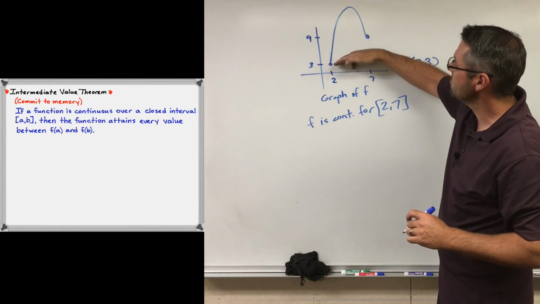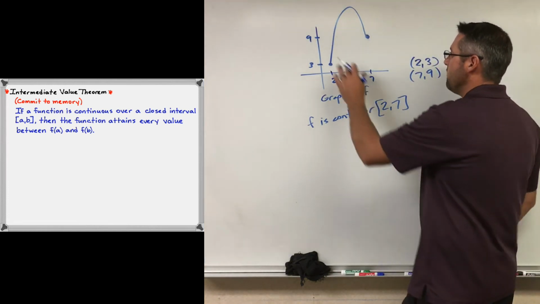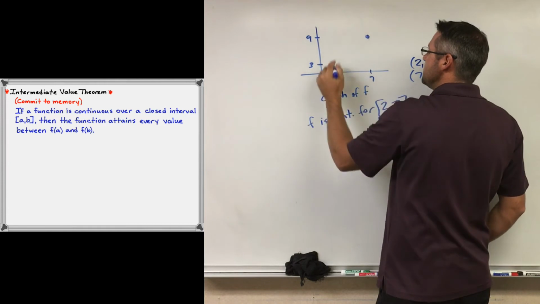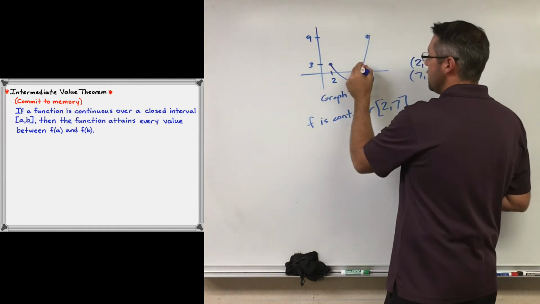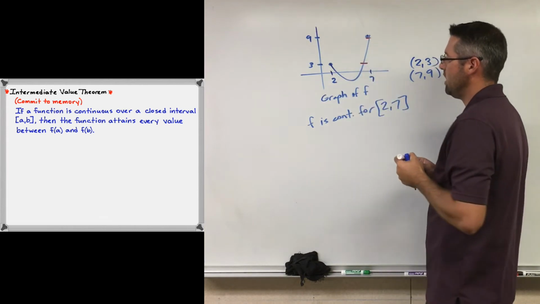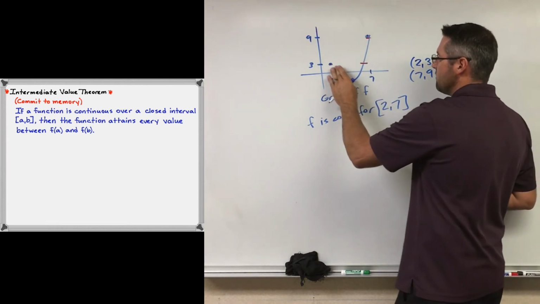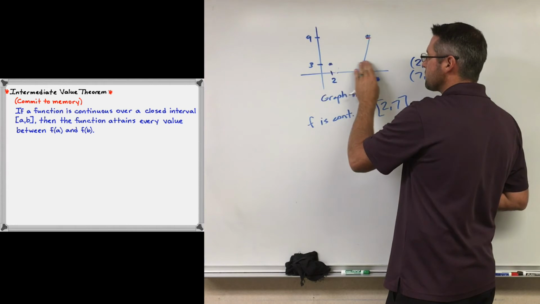Every y value is obtained. It's touched. Well, what if you went down? What if you went down? Well, okay, go down. Every y value was touched. It was touched from here to here. Okay? Now, there's lots of different scenarios here that we could look at.